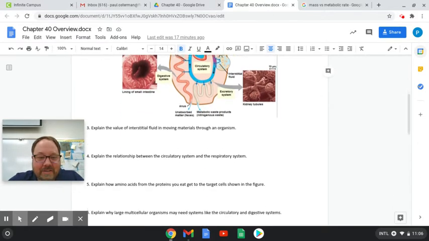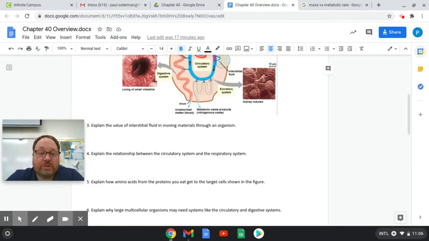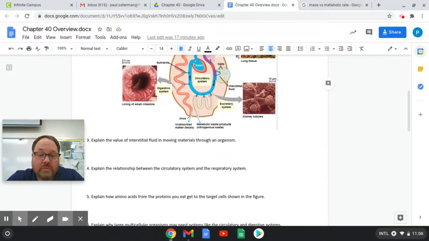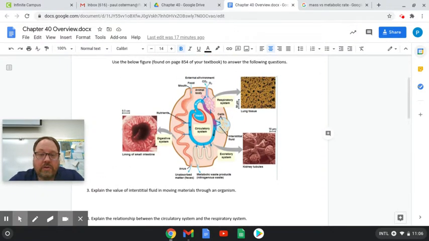Let's see. Number 4, explain the relationship between the circulatory system and the respiratory system. So here's the idea of a circulatory system. You can have open or closed circulatory systems, but let's look at the example of a closed circulatory system here that is basically a series of tubes. So in our bodies, we've got about 60,000 miles of blood vessels. So you have these tiny, tiny little tubes traveling all over the body. And what they do is circulate blood.